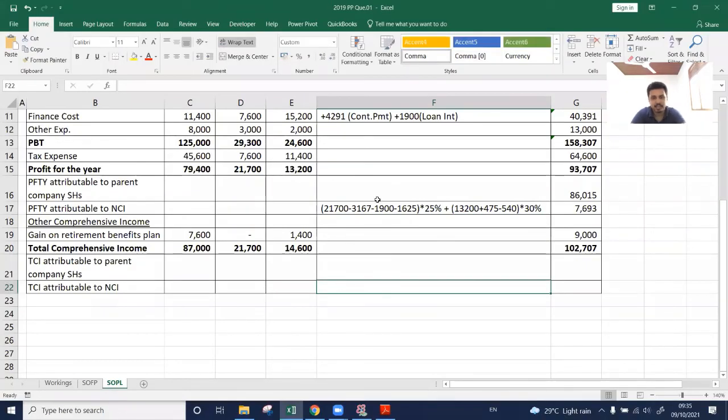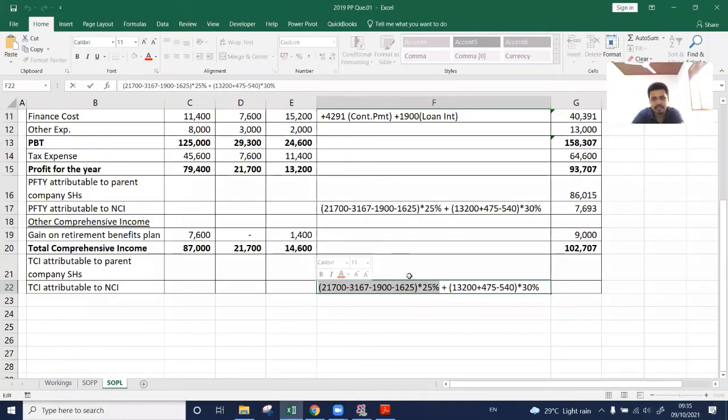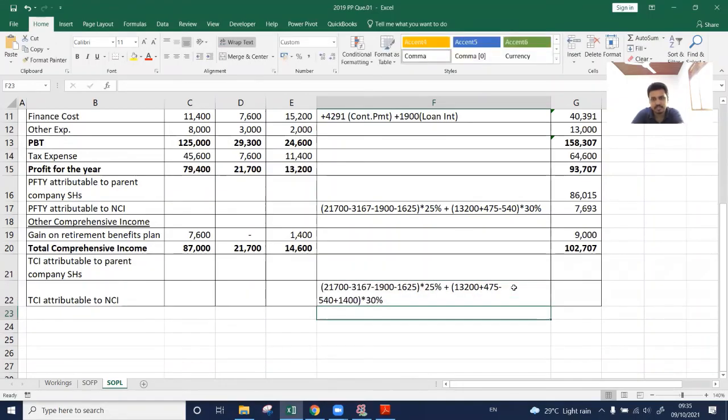Now it is easy because we have done the work here. What is the adjustment that we need to make? With respect to Lemon PLC, there is no other comprehensive income, so we need not adjust this part. But with respect to Orange PLC, there is other comprehensive income worth 1,400. That needs to be considered here. That is the only adjustment we need to make.